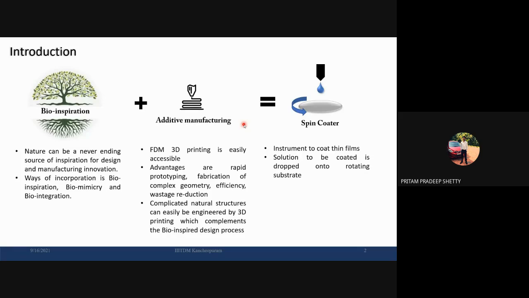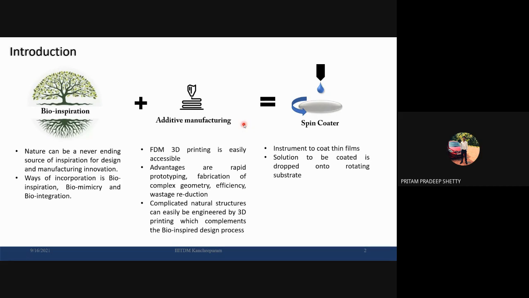Here we use fused deposition modeling. This is a very conventional 3D printing approach, easily available. You may also be aware of that. The advantages of 3D printing are that you can do rapid prototyping. You just design it in your software and you can directly 3D print whatever structure you want. In subtractive manufacturing, you have a lot of headache on how to machine the unwanted parts. But in 3D printing, you can just simply design and print.